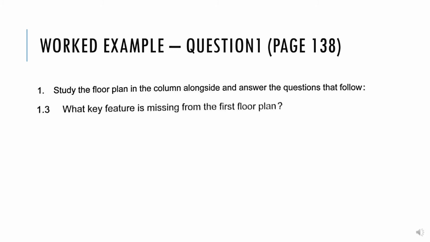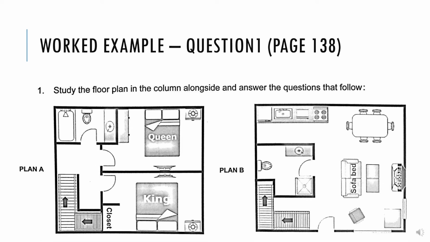Question 1.3. What key features are missing from the first floor plan? When we look at the first floor, it is the floor above the ground floor. That's the first floor we are referring to, okay? Don't confuse the ground floor for the first floor. We know that this is in fact the first floor, the floor above the ground floor, because there you'll see the entrance there. All right, so what key features are missing from the first floor plan?